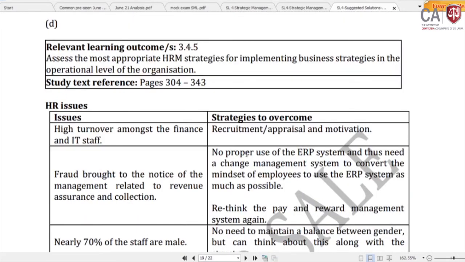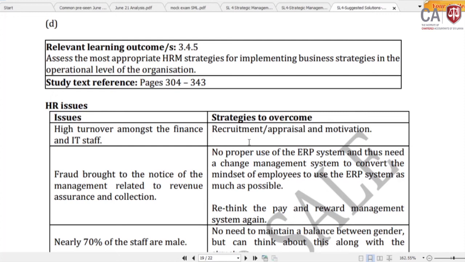So, only 4 issues you want to identify. First one, high turnover among the finance and IT staff. So, what is the strategy? Recruitment, appraisal and motivations, right. So, you have to have a proper motivation system for these employees.